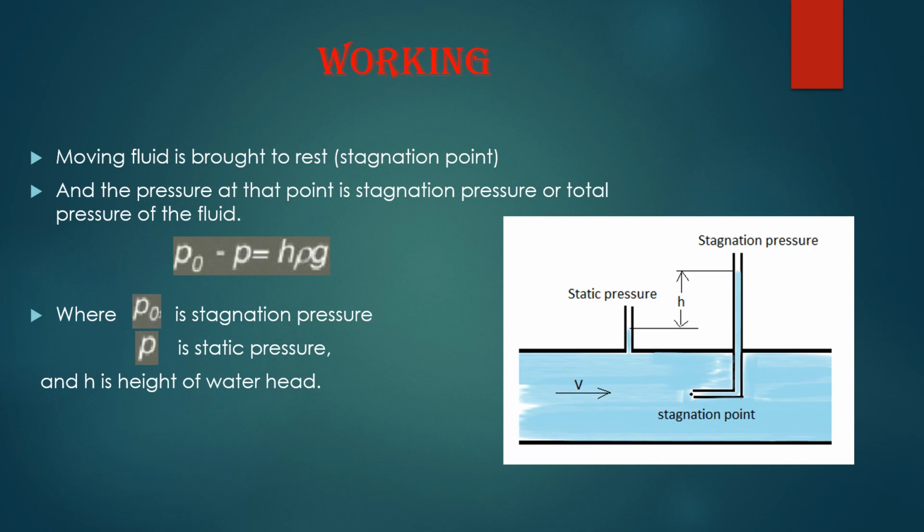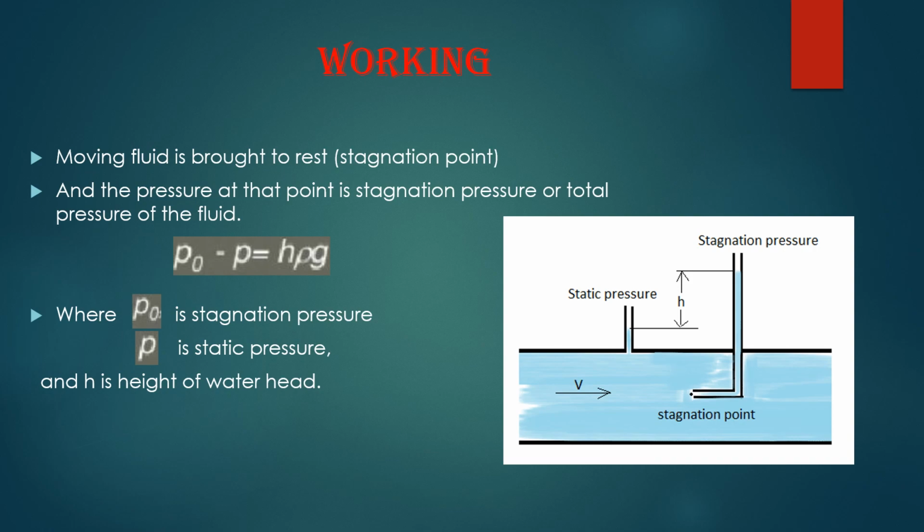The Pitot Tube consists of a tube pointing directly into the fluid flow. The moving fluid is brought to rest and there is no outlet to allow the flow to continue. The point where moving fluid is brought to rest is called the stagnation point, and the pressure at that point is called the stagnation pressure or total pressure of the fluid.